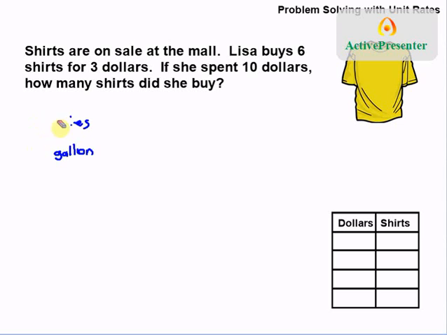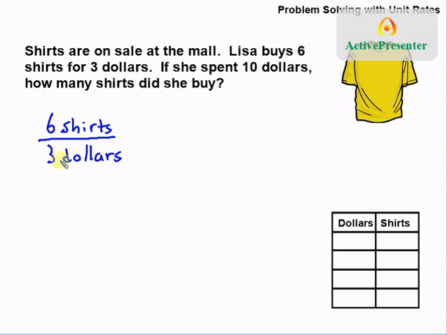Now we want to see a little bit more about how we can use unit rates to solve problems. In this case, we have a word problem. Shirts are on sale at the mall. Lisa buys 6 shirts for $3. If she spent $10, how many shirts did she buy? This problem assumes there is a relationship between 6 shirts and $3, so we can write that as a rate: 6 shirts for $3. We're told basically that that's a rate.